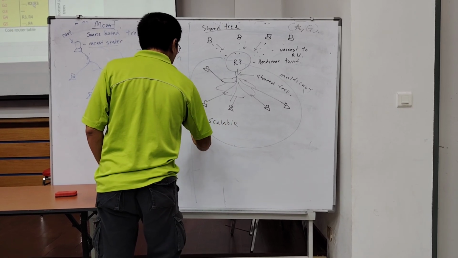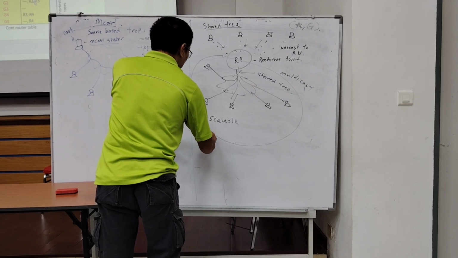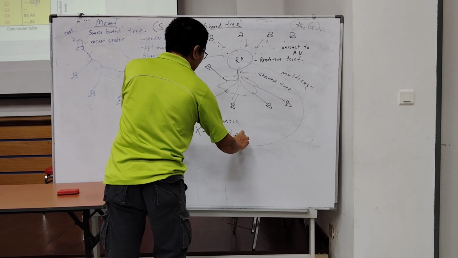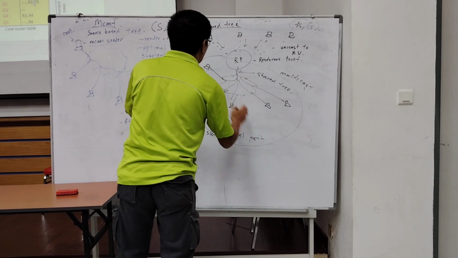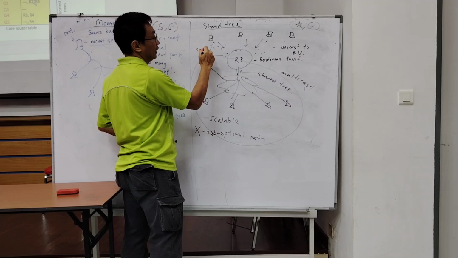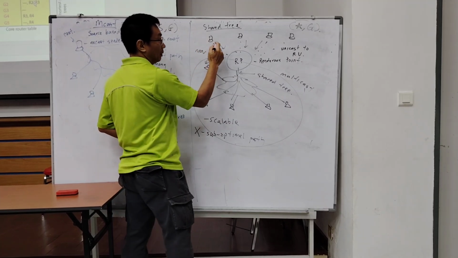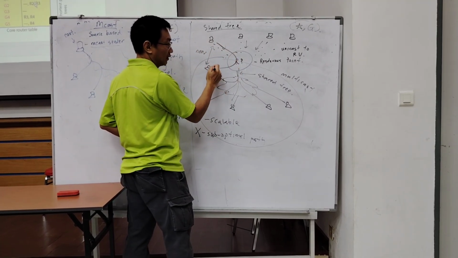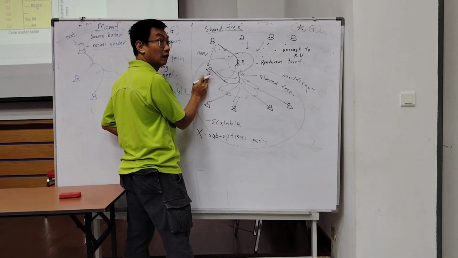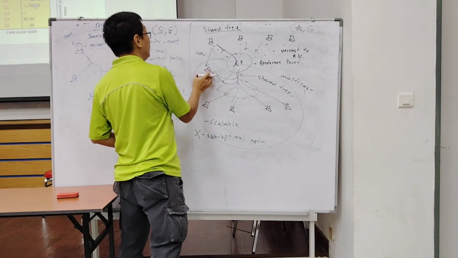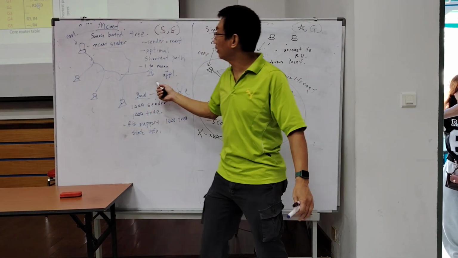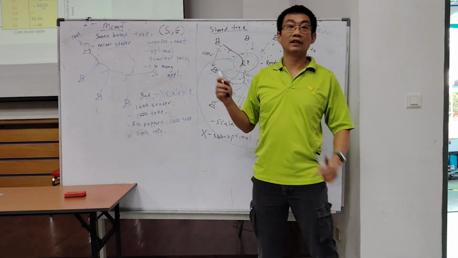But the bad thing is it is a suboptimal path. You see here to here is very near, correct? But then you have to go like this, to come here, and go like this. So it's a suboptimal path. So in theory, you have these two approaches for multicast: the source tree and also the shared tree.